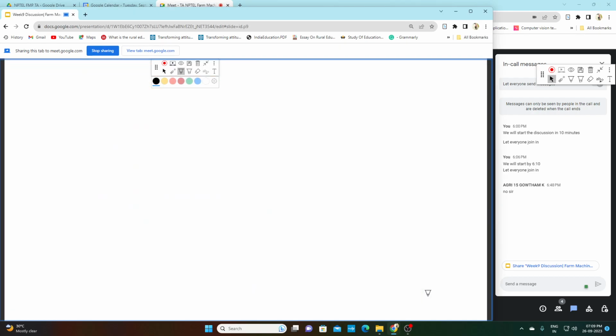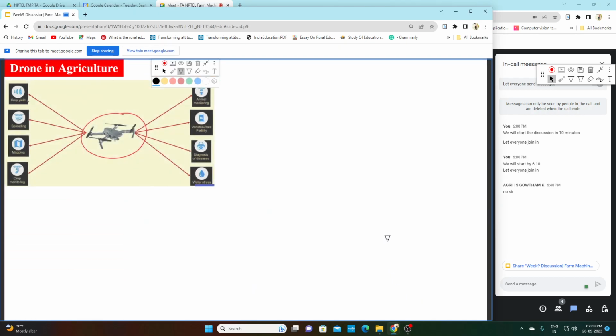So now let's move to the next slide, that is drone in agriculture. Now we have seen that all the spraying is done by a ground vehicle. Till now, all the spraying we have seen is done by a ground vehicle. But we also have the drone. What is a drone? A drone is a UAV, that is an unmanned aerial vehicle. We can control this drone from the ground only. So this is the drone, and with drones in agriculture we can do many things.